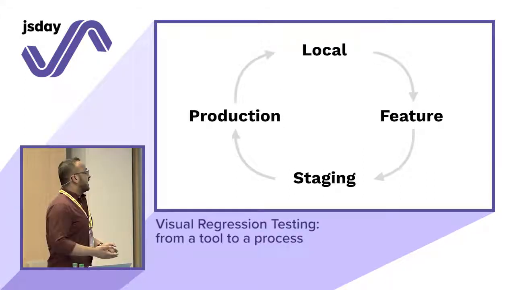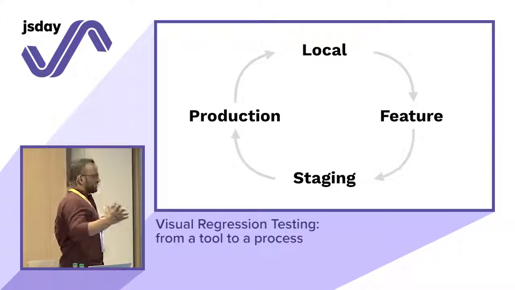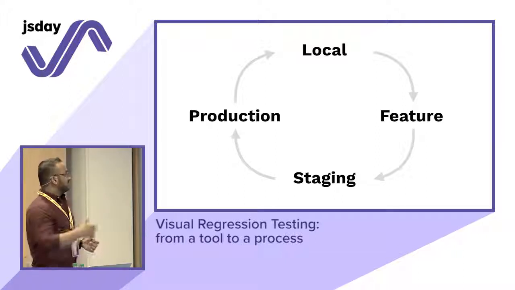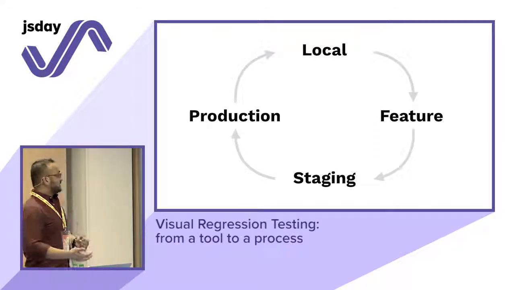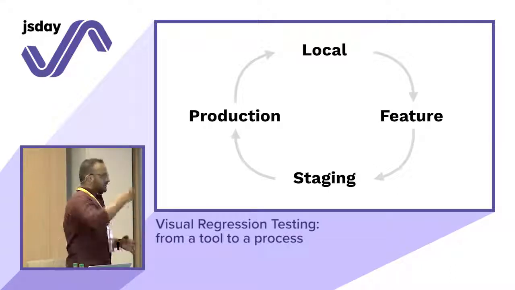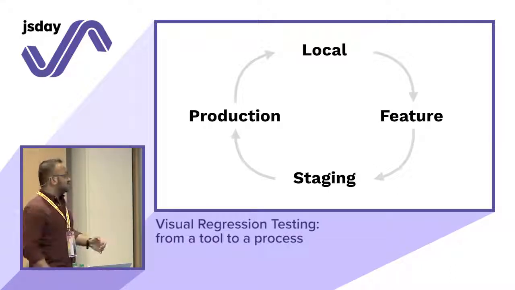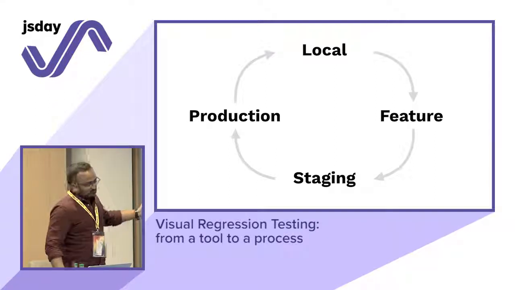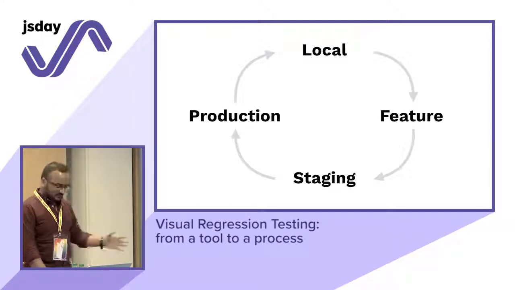Most of us work in a system like this. We have local development, we develop a feature which goes on staging and then gets deployed to production, goes into master somewhere, and you come back to local. I'm pretty sure most of you are familiar with this flow. Probably some of you never deployed to production, but you are aware how it works.